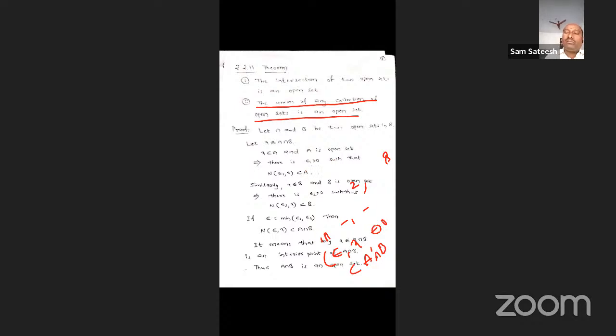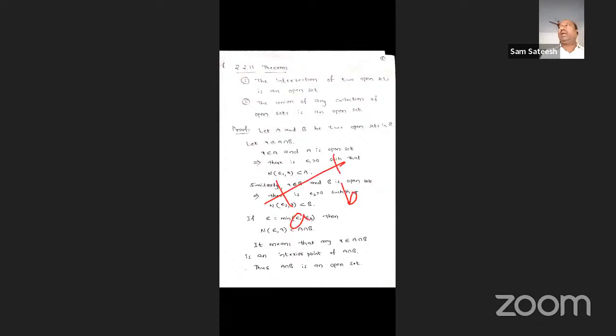Open sets have interior points, and they contain open intervals also. Here we are taking a collection of open sets, in the next page. Okay, any doubts in this one? I am opening the next page.